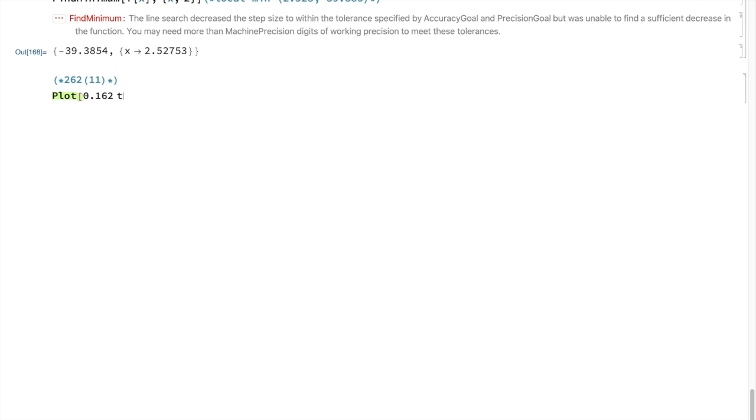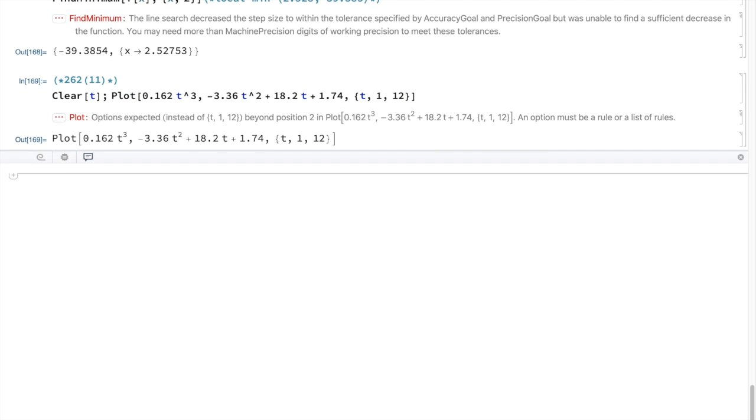0.162. It looks like T is defined, so why don't we clear T out? T cubed minus 3.36 T squared plus 18.2 T plus 1.74. And since T is in months here, we can go from 0 to... it starts at 1 and it goes to 12.